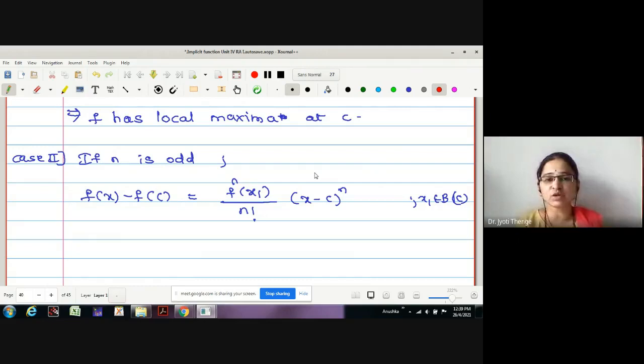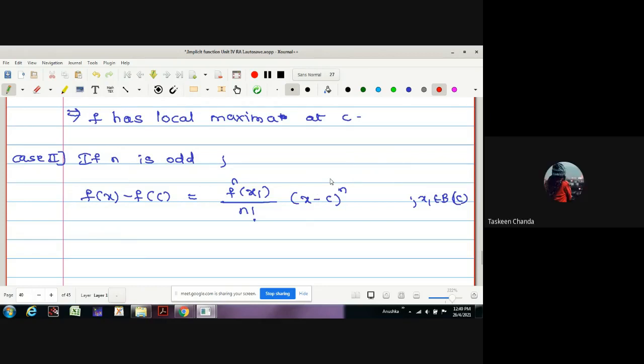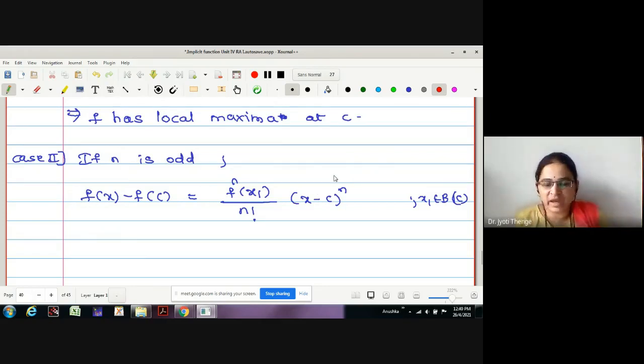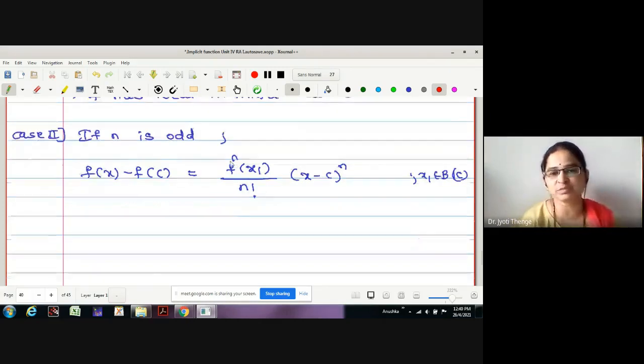As we have written, non-negative always in the first case. Can we predict the nature in this case, when n is odd? No, ma'am, we cannot predict. Why can we not predict? The nature will totally depend on the relation between x and c.